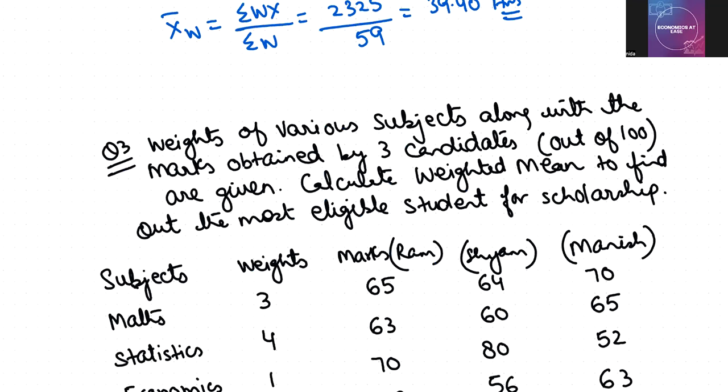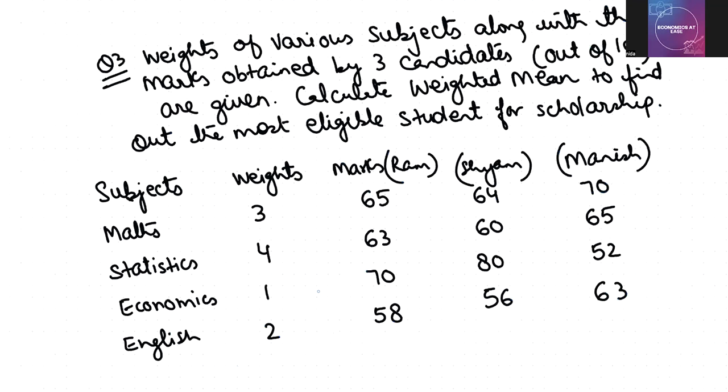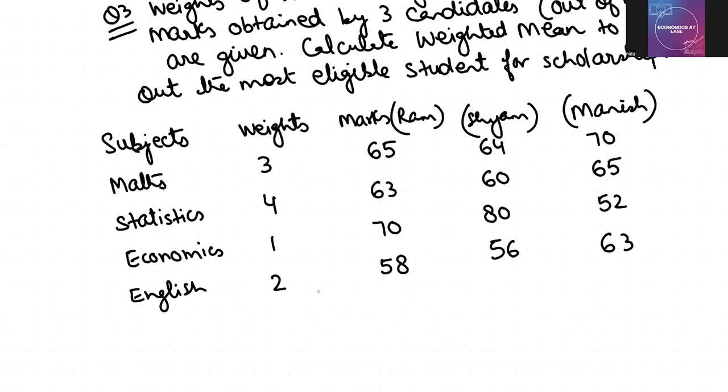So three candidates are Ram, Shyam, and Manish. Out of 100, they are getting the marks obtained. Calculate weighted mean to find out the most eligible student for scholarship. Okay, now weight is here. So I know the summation of weight would be what? Summation of weight would be 3 plus 4, 7, 1, 8, 1, 9, 10. Okay. Now marks of Ram, Shyam, and Manish.